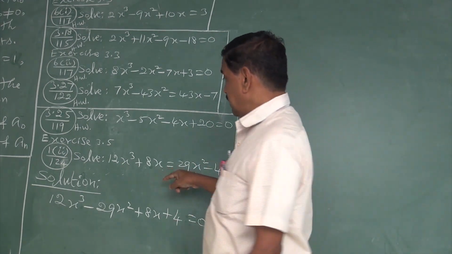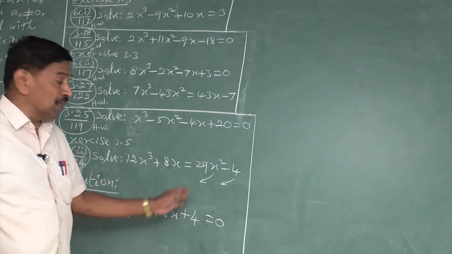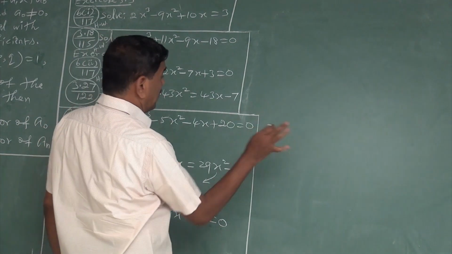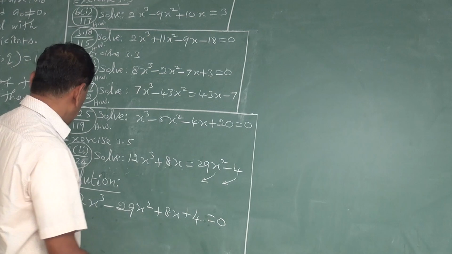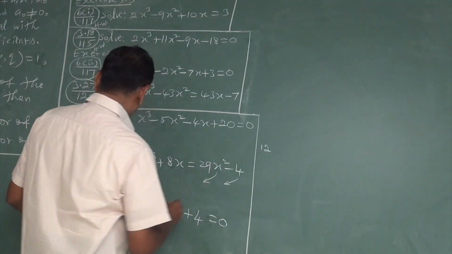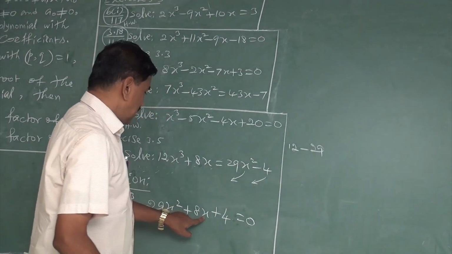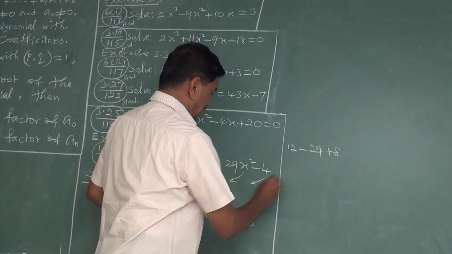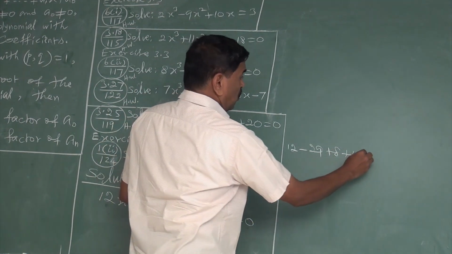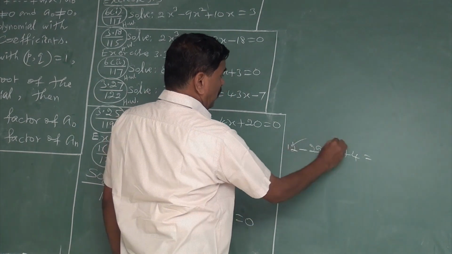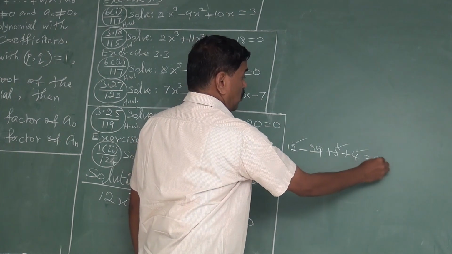Now consider this question. Can you tell me whether the sum of all coefficients is equal to 0 or not? We want to verify that ourselves, so we calculate the sum of all coefficients. The x cubed coefficient is 12, next the x squared coefficient is minus 29, next the x coefficient is plus 8, next the constant is plus 4. Adding 12 plus 8 is 20, 20 plus 4 is 24.